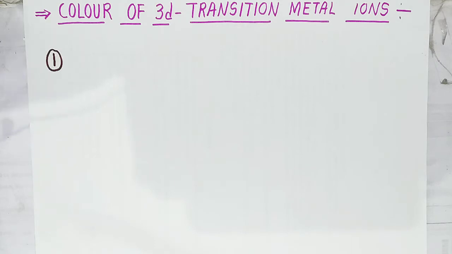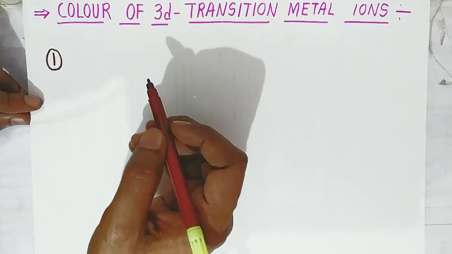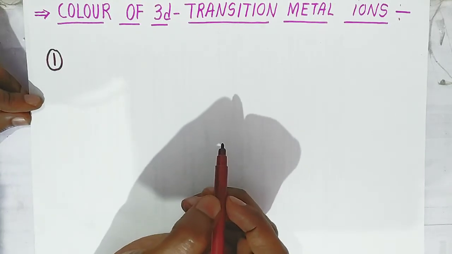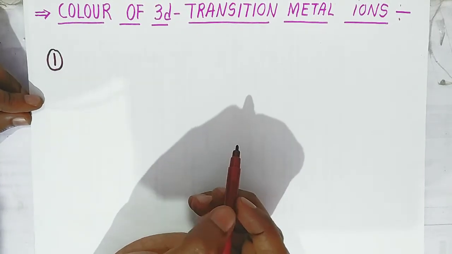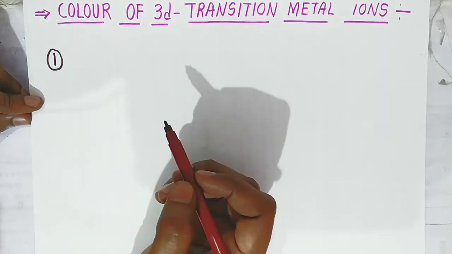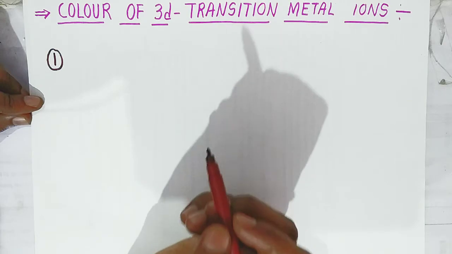Now students, 3d transition metal ions: a total of 10 elements are present in the 3d group, scandium to zinc. Scandium's atomic number is 21 and zinc's is 30. The color of a substance depends upon the absorption of light of a particular wavelength by electrons. That means the number of unpaired electrons plays a very important role in the formation of color in transition elements.